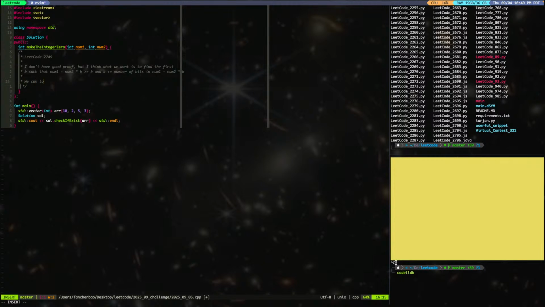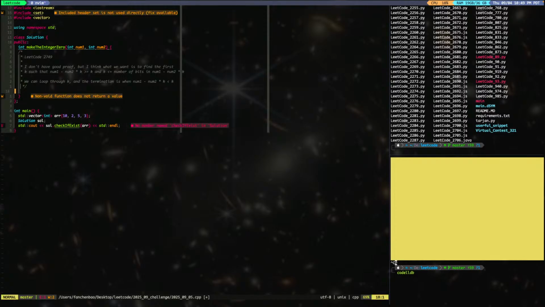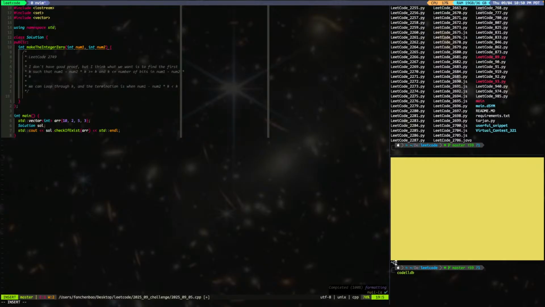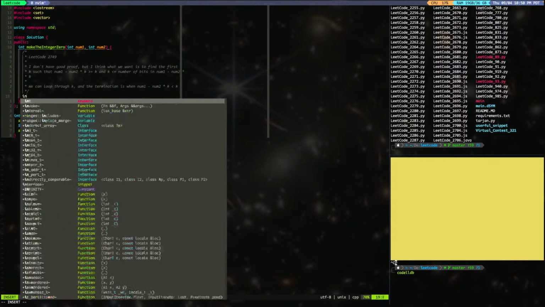We can loop through k, and the termination is when num1 minus num2 times k is smaller than k. But again, I don't have good proof.